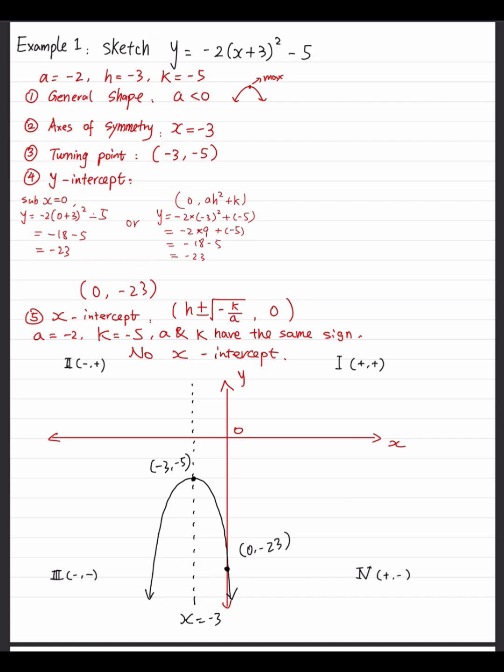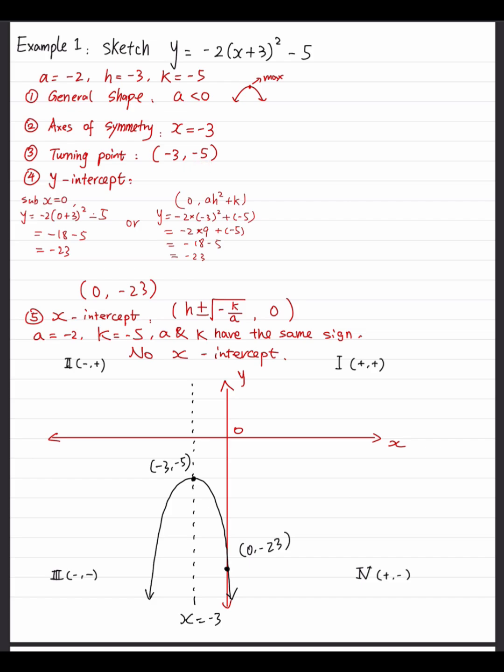The second feature is the axis of symmetry. Because h is equal to negative 3, x equals negative 3 is your axis of symmetry. The third key feature is the turning point, which is again pretty straightforward: (h, k). H is negative 3, and k, which is the y-coordinate of the turning point, is negative 5.